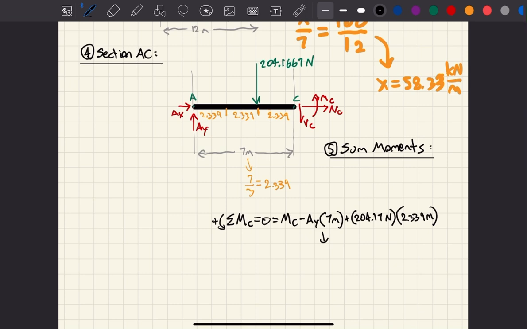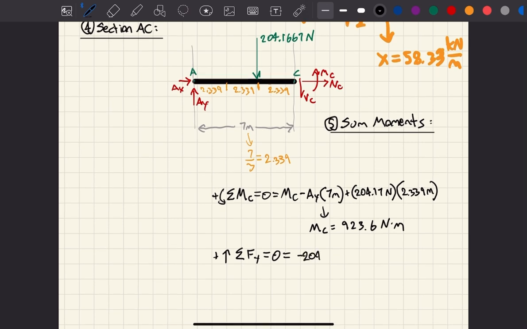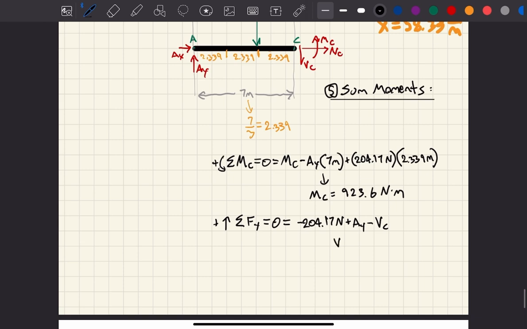Okay. What you will get from this is one of your answers. MC is equal to 923.6 newtons times meters. Sum of forces in the y direction. I think I said this is positive, so let's stay like that. It equals 0. The only forces you have in the y direction are a negative 204.17 newtons plus AY, which you know, minus VC. You get that VC is equal to negative 4.17 newtons. And that basically means we assumed this direction wrong.